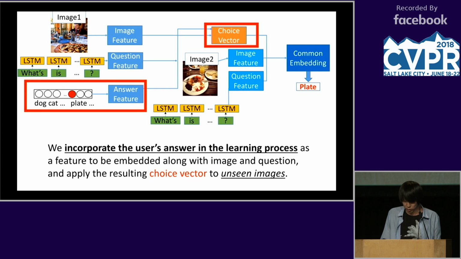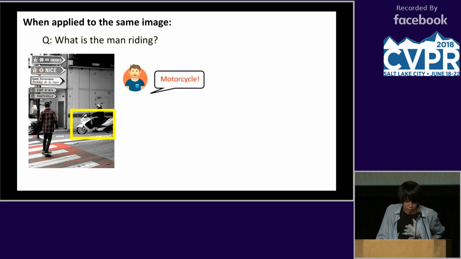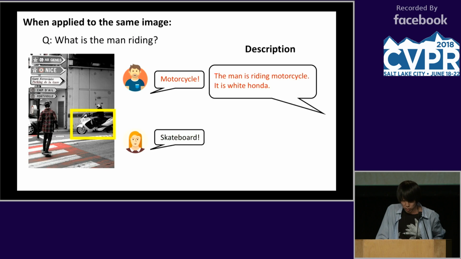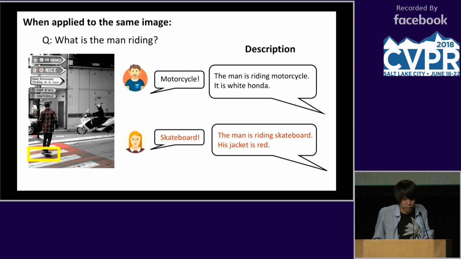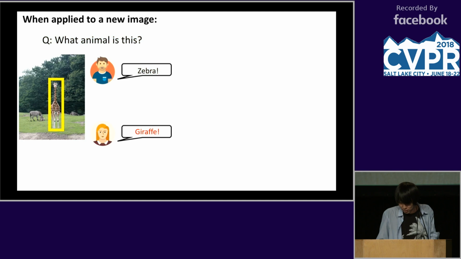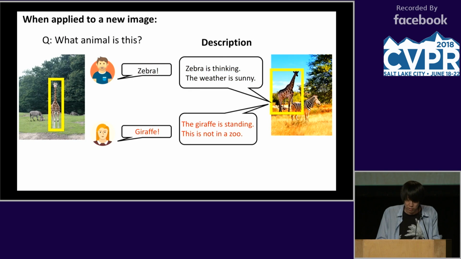For this learning task, we collected actual human responses to the generated questions from 3,000 users on Mechanical Turk. So when it's applied to the same image as the one that the question is generated from, given an image like this and a question like this, different people provide different answers, and we generate different descriptions from the regions that are most likely to reflect their answers. And when it's applied to a new image and a new question, people again provide different answers, and we generate different descriptions from new image that are most likely to reflect their interest.